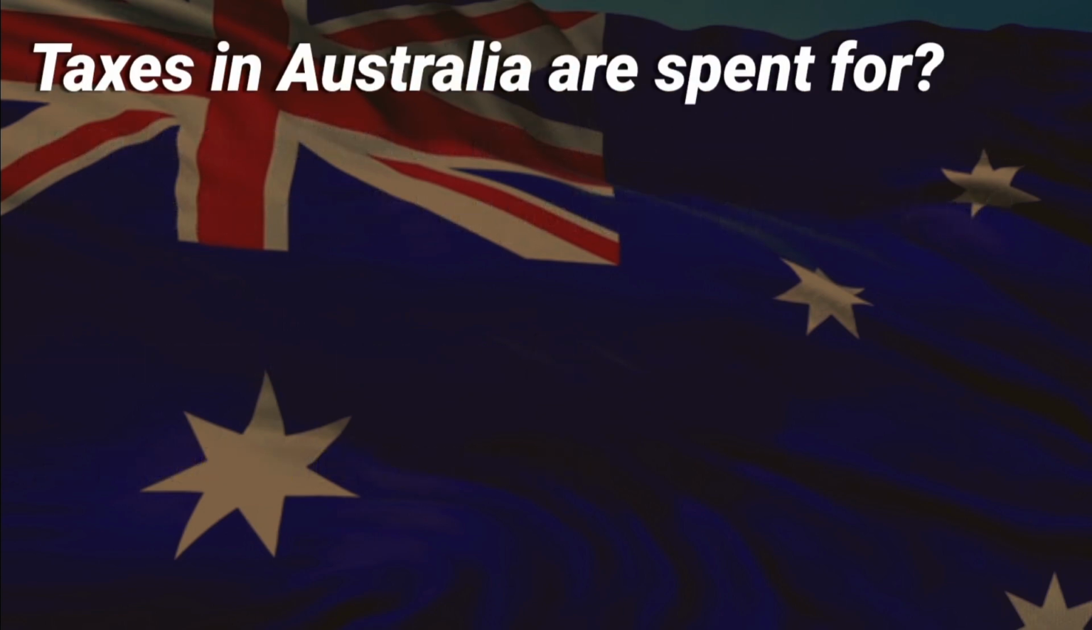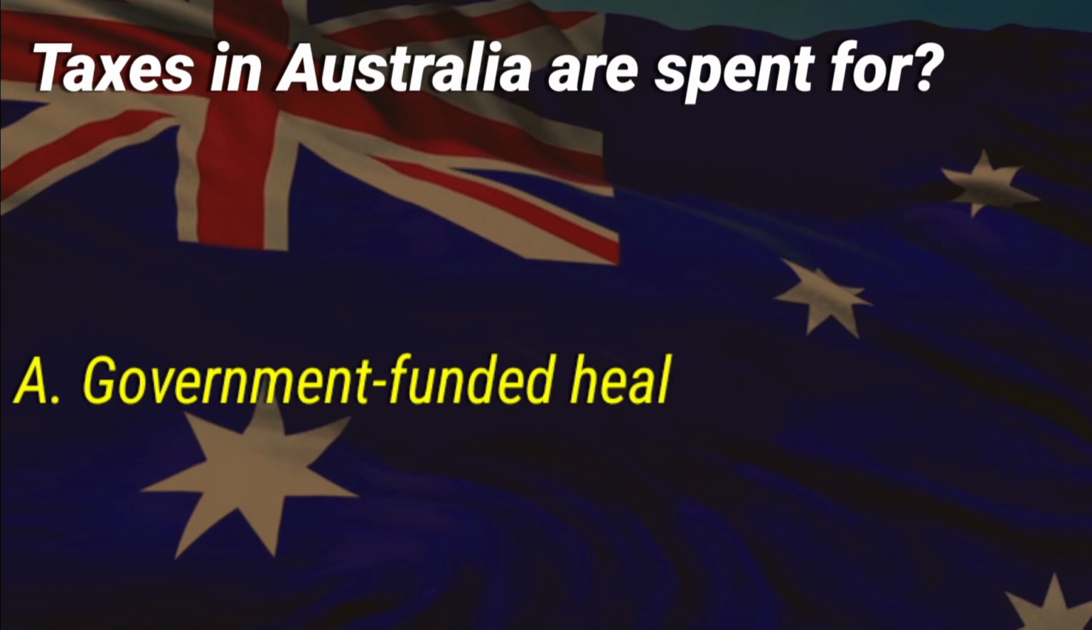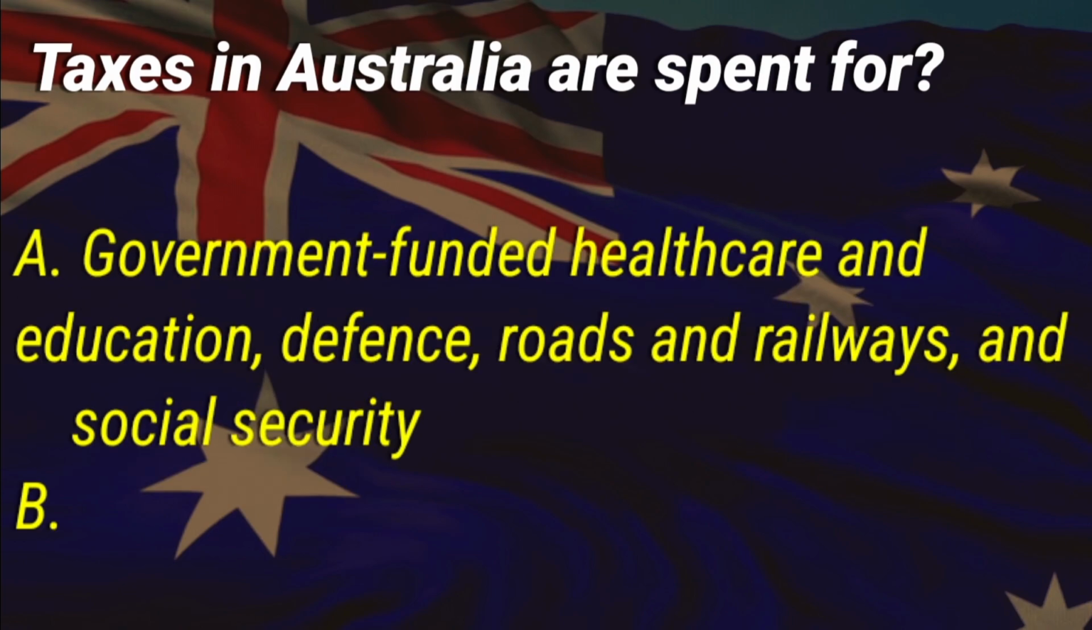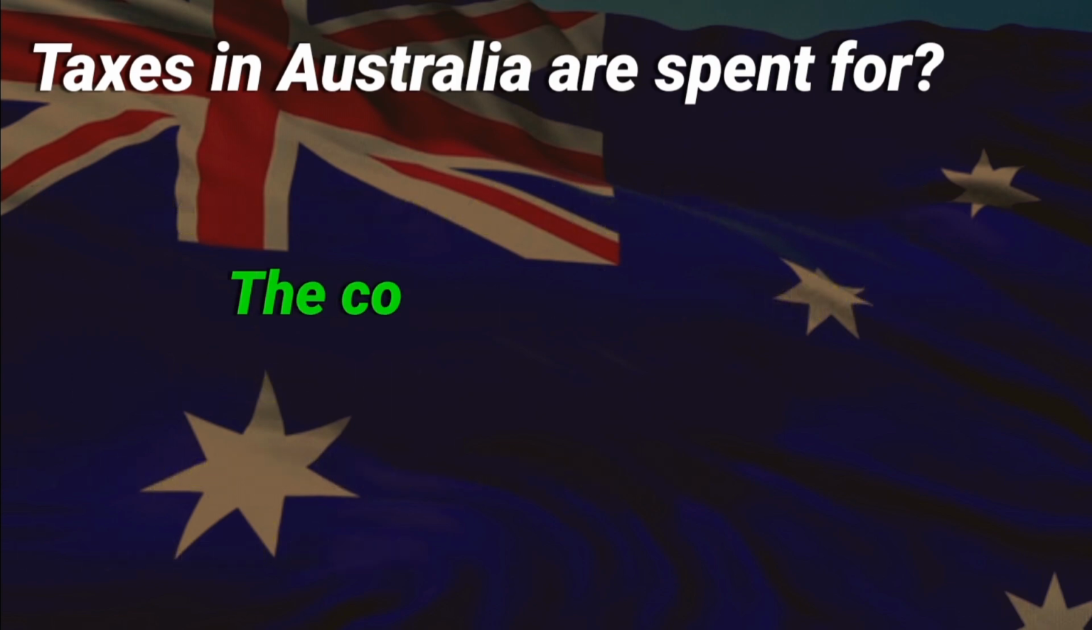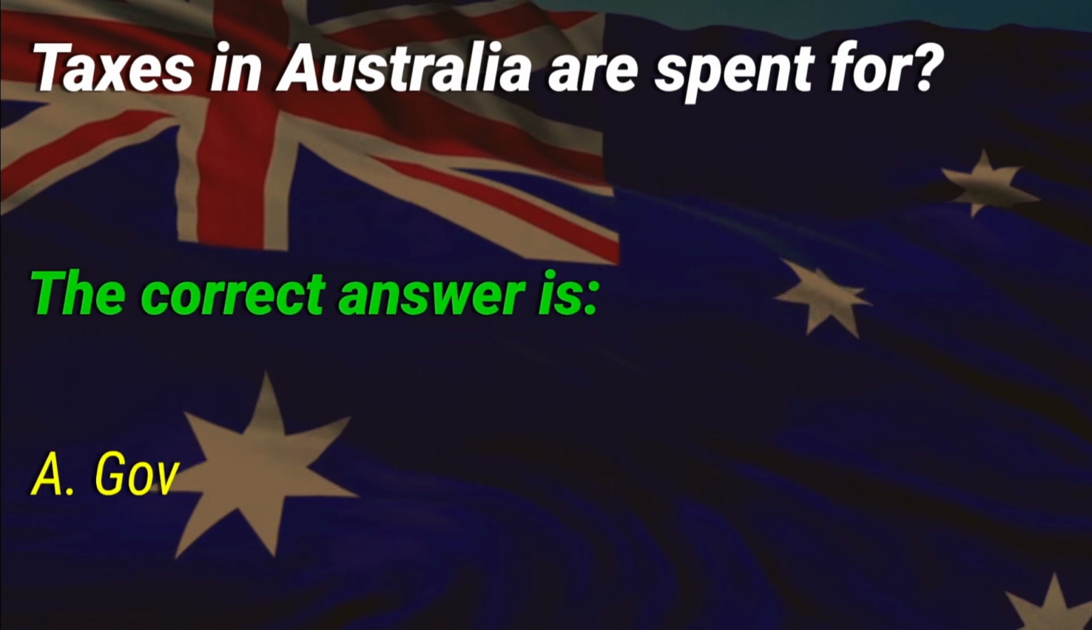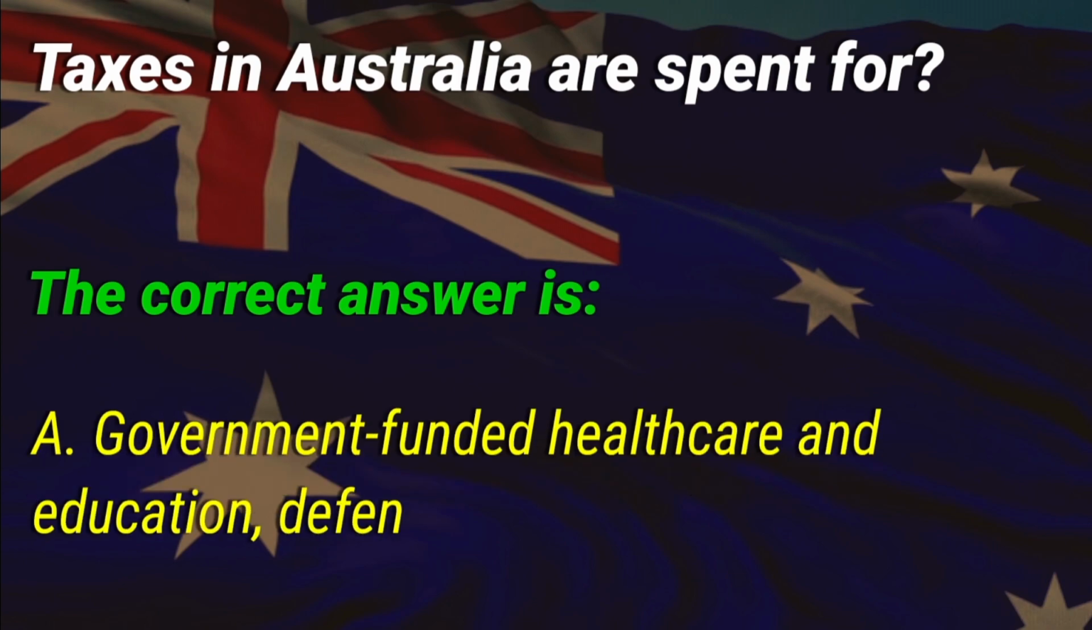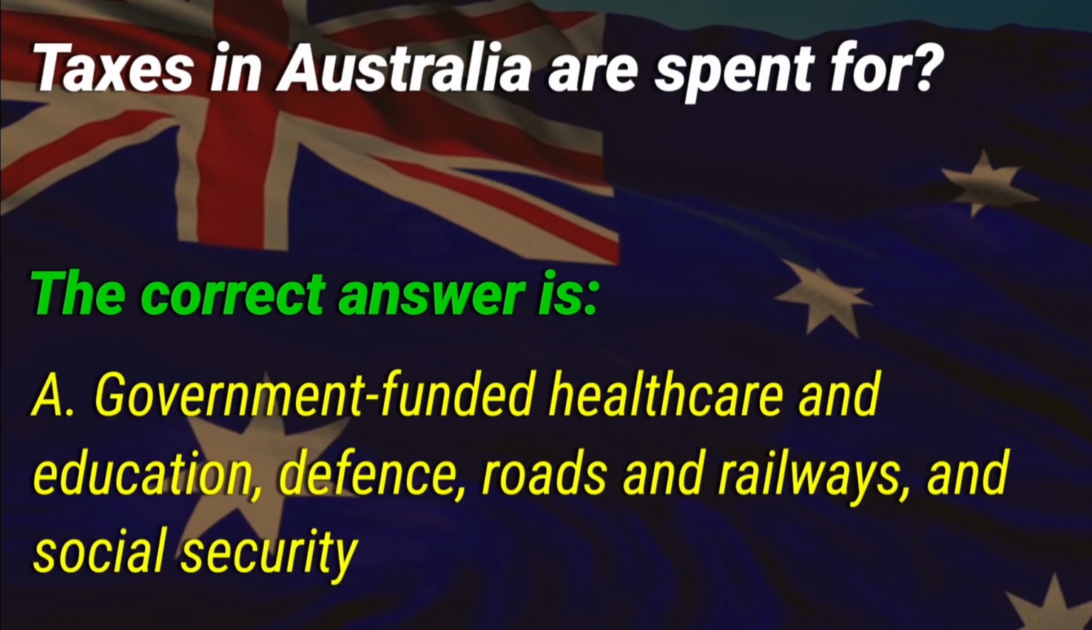Taxes in Australia are spent for A. Government-funded healthcare and education, defense, roads and railways, and social security. B. To pay personal mortgage. C. None of these. The correct answer is A. Government-funded healthcare and education, defense, roads and railways, and social security.